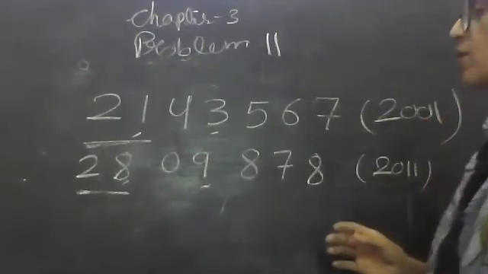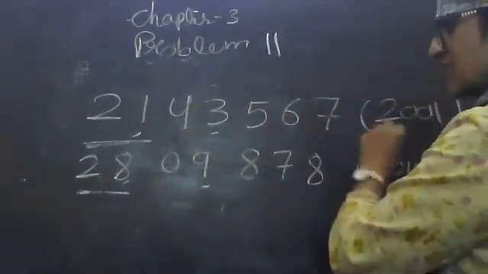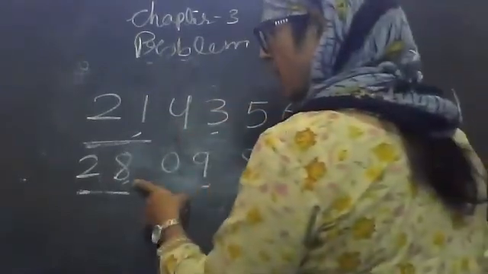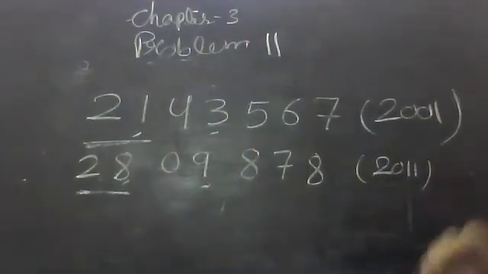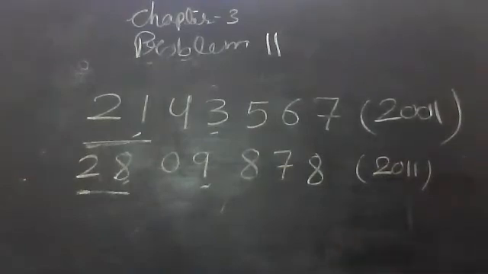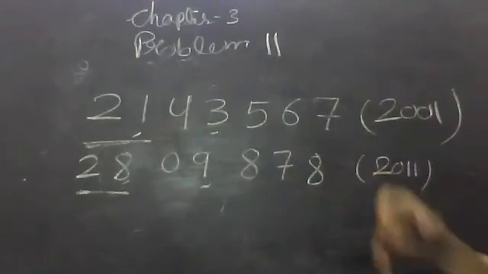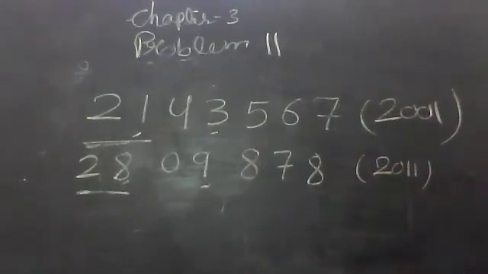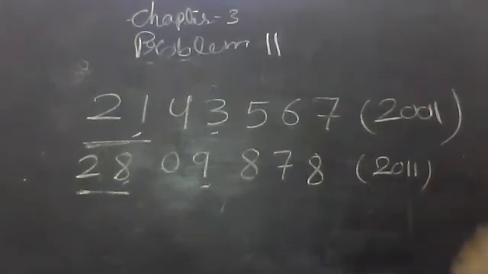So now from 21,43,567, is it possible to subtract 28,09,878? No, not at all. Always before starting the subtraction, I said that from a bigger number you can subtract the smaller number. From the bigger number only you can subtract the smaller number.